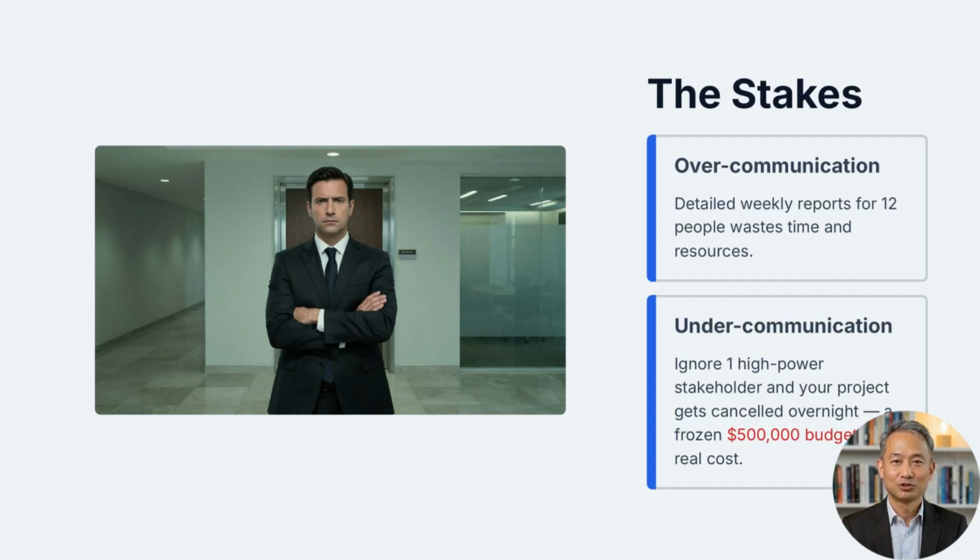Over-communicating with stakeholders who do not need detailed updates consumes valuable project time and resources. Under-communicating with a stakeholder who has significant authority can create even greater problems. Imagine a project with a $500,000 budget. If a critical stakeholder feels ignored and withdraws support, that budget can disappear overnight. Effective stakeholder engagement helps project managers avoid both extremes.